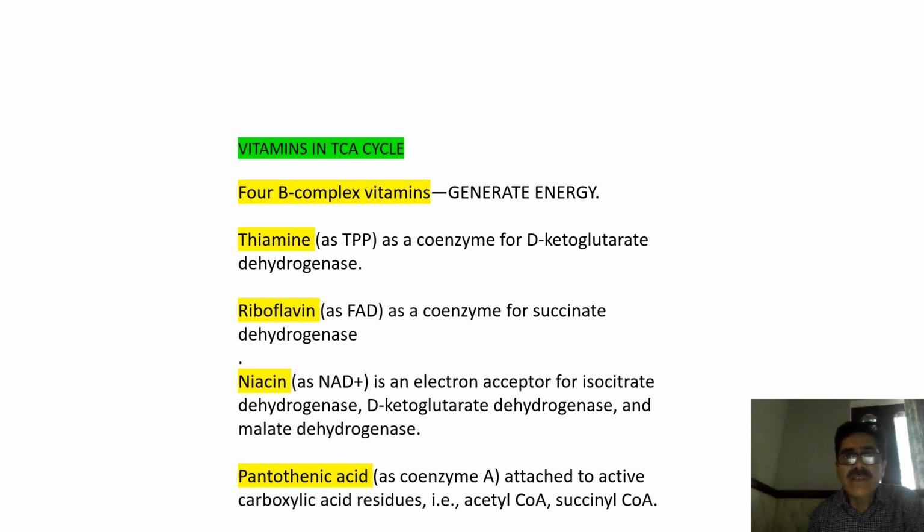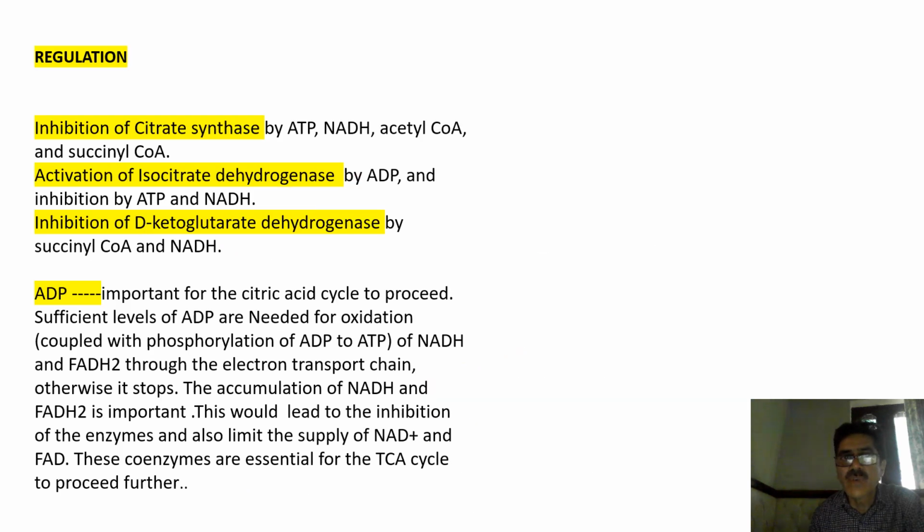Some of the vitamins are involved in TCA cycle which generate energy. Thiamine acts as a coenzyme, riboflavin, niacin, pantothenic acid. Thiamine acts as a coenzyme for alpha ketoglutarate dehydrogenase. Riboflavin acts as a coenzyme FAD for succinate dehydrogenase. Similarly, niacin is an electron acceptor for isocitrate dehydrogenase, alpha ketoglutarate dehydrogenase complex, and malate dehydrogenase. Pantothenic acid is a coenzyme attached to active carboxylic acid residues, that is acetyl coenzyme A and succinyl coenzyme A. This is the role of these vitamins.